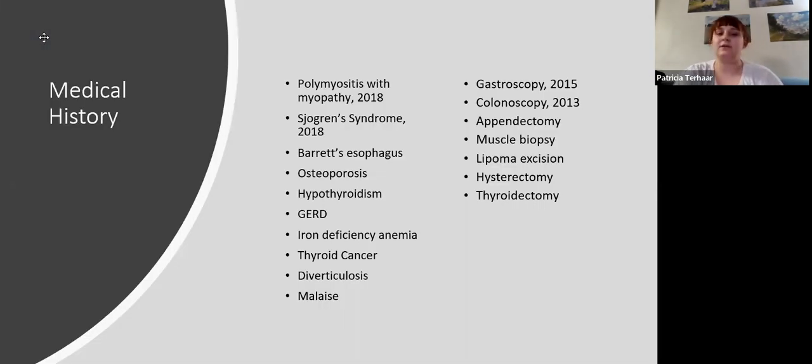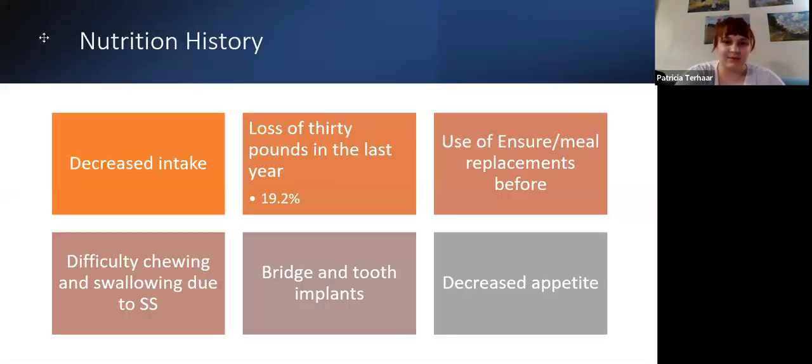Her medical history includes polymyositis with myopathy, diagnosed in 2018, Sjögren's syndrome, Barrett's esophagus, osteoporosis, hypothyroidism, GERD, iron deficiency anemia, thyroid cancer, diverticulosis, and malaise. She also has a history of different medical procedures, such as gastroscopy, colonoscopy, appendectomy, muscle biopsy, lipo-excision, hysterectomy, and thyroidectomy related to the hypothyroidism and the thyroid cancer she had before.